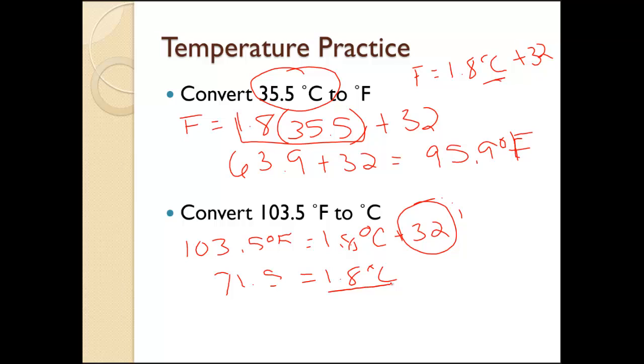Divide each side by 1.8. That comes out to be 39.7 degrees Celsius. It's very possible in the medical world that you'll have to be able to do both Fahrenheit and Celsius fairly regularly.